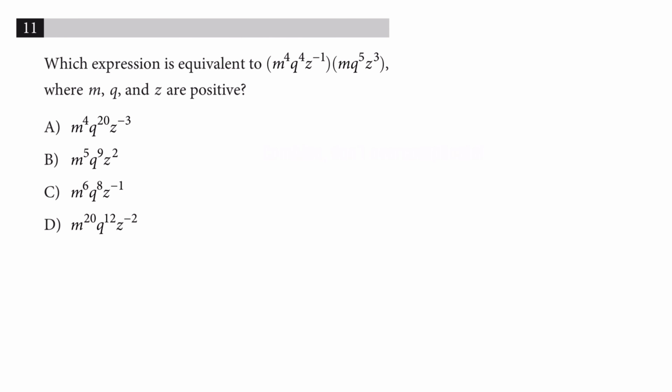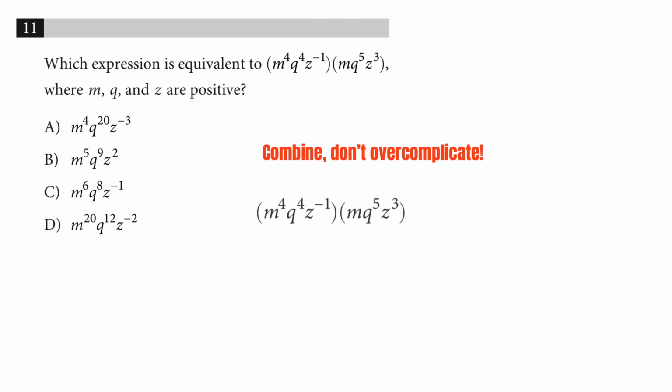Let's continue. Now on to exponent rules. Combine, don't overcomplicate. Multiply coefficients. None here, so just combine like bases. m to the power of 4 plus 1 equals m to the power of 5. q to the power of 4 plus 5 equals q to the power of 9. z to the power of minus 1 plus 3 equals z to the power of 2. Choice B. Exponents handled.